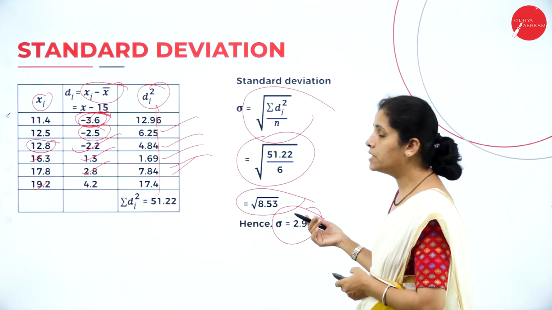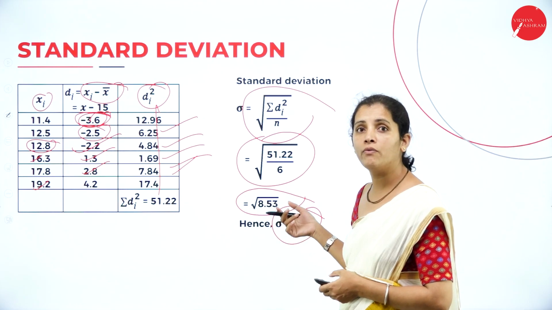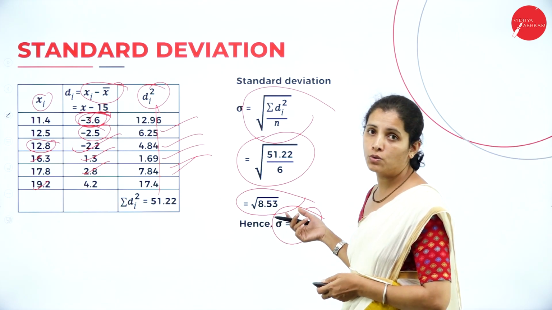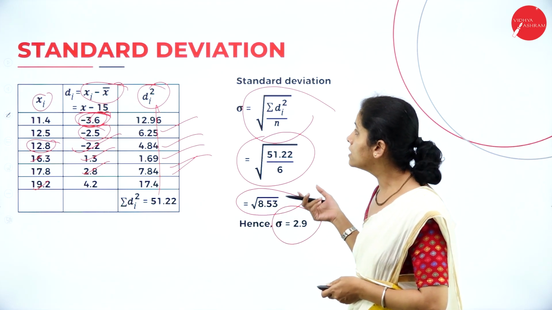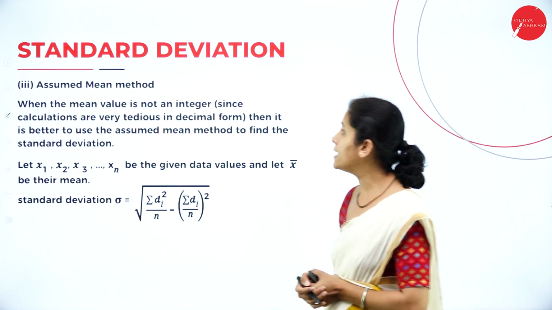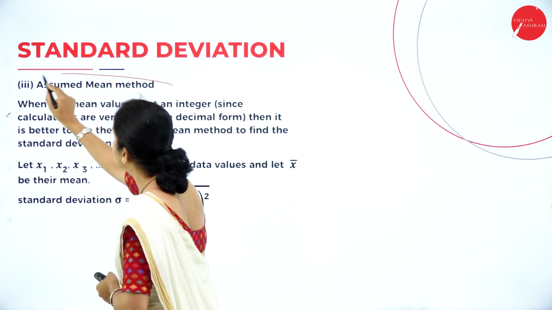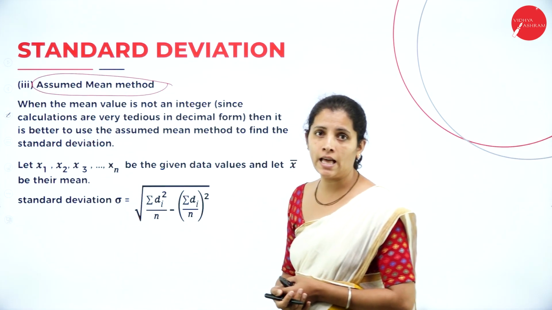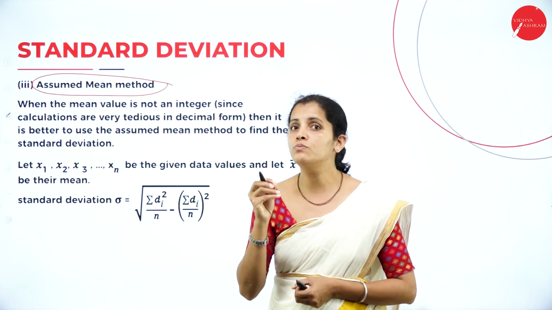So what is standard deviation? It is mainly used to find the positive root of a given number. Now, I have another method called assumed mean. As the method itself indicates, I am just going to assume the mean.